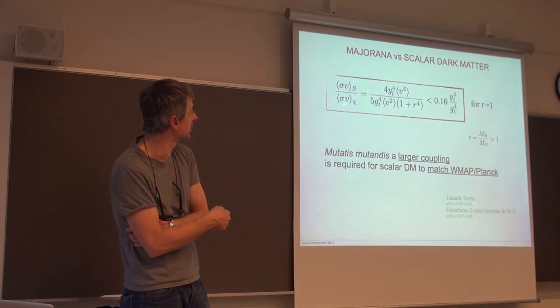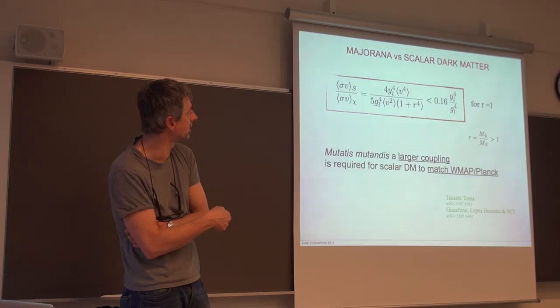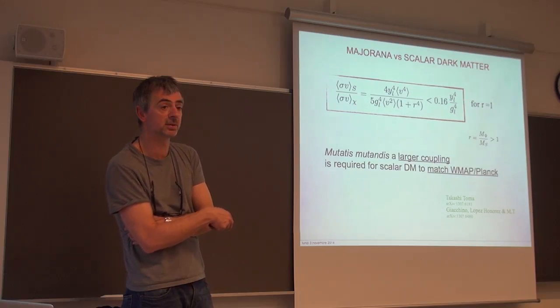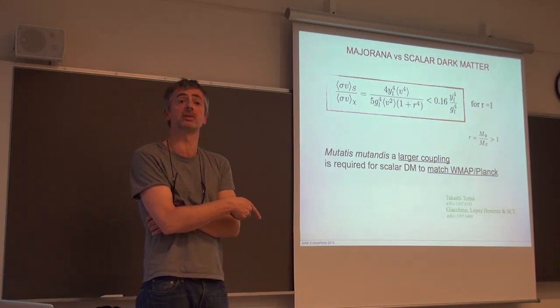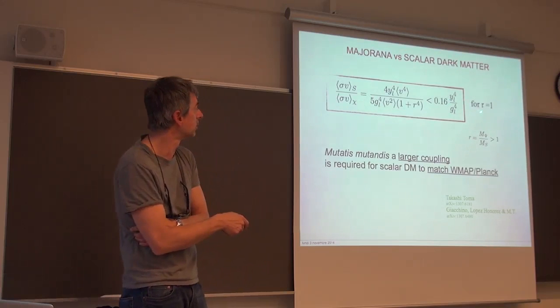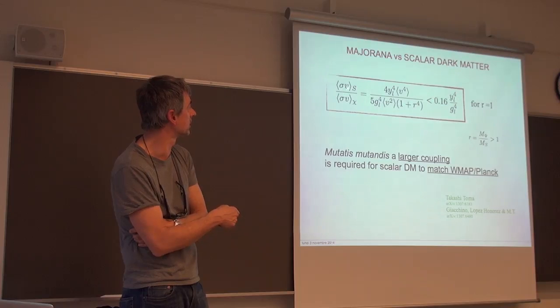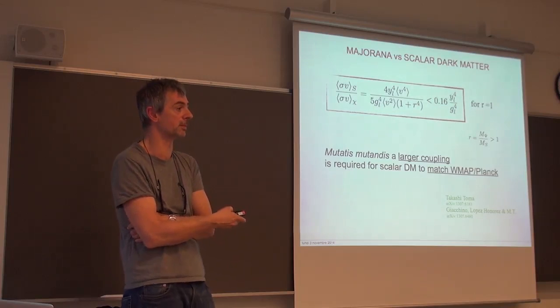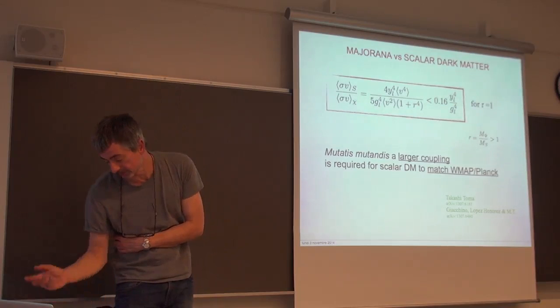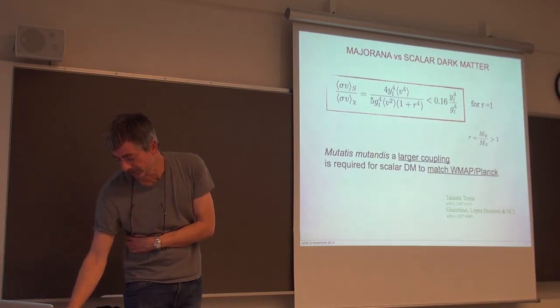So what is the lesson from that? The lesson is that if you have a candidate like that instead of a Majorana particle, it means that if you want to match the relic abundance, to get 3 times 10^-26 centimeter cubed per second, you need a larger coupling for the scalar particle than for a Majorana particle. So far so good.